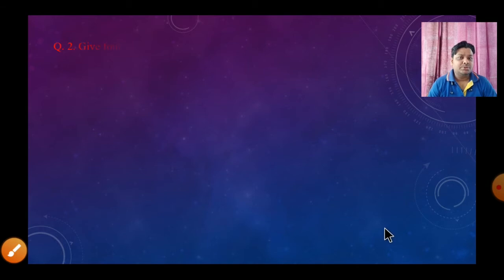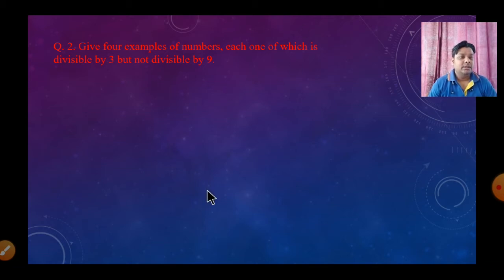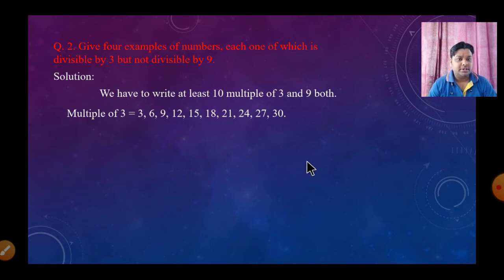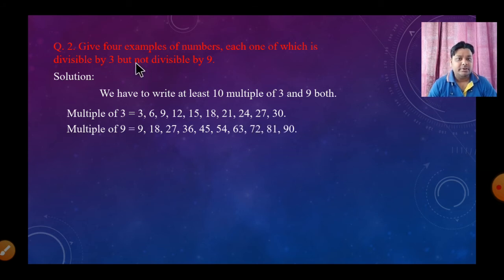Now the next question is that we have to write 4 examples of numbers, each of which is divisible by 3 but not divisible by 9. We can solve it by one more method, but I will explain that method after this first method. At first we will write at least 10 multiples of 3 and 9 both. Multiples of 3 are 3, 6, 9, 12, 15, 18, 21, 24, 27 and 30. Now multiples of 9, the table up to 90, because we have to write only 4 examples.